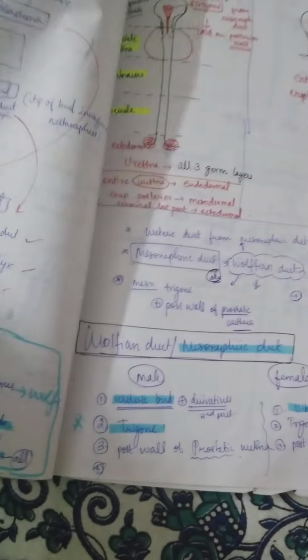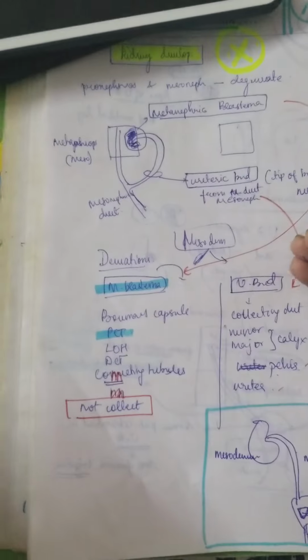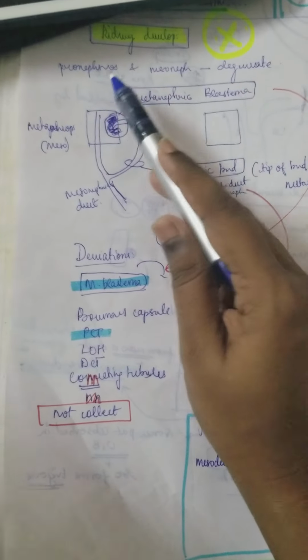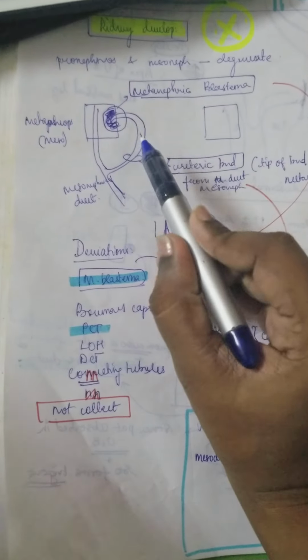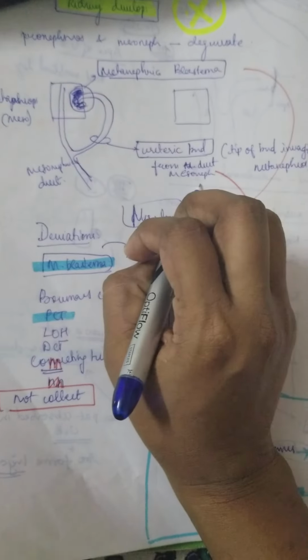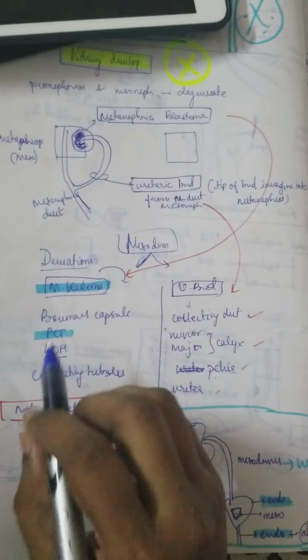So what happens is, since both slowly degenerate, from the mesoderm you have the metanephric blastema and the ureteric bud. The ureteric bud is from the mesonephric duct, which we saw, the Wolffian duct.